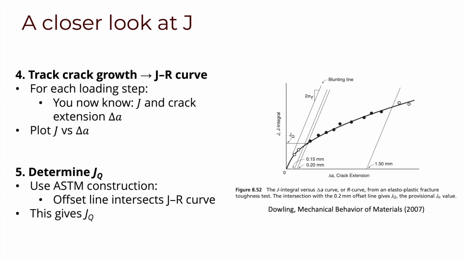To extract a toughness value, we follow a standard ASTM procedure. An offset line is drawn, and its intersection with the JR curve defines JQ.